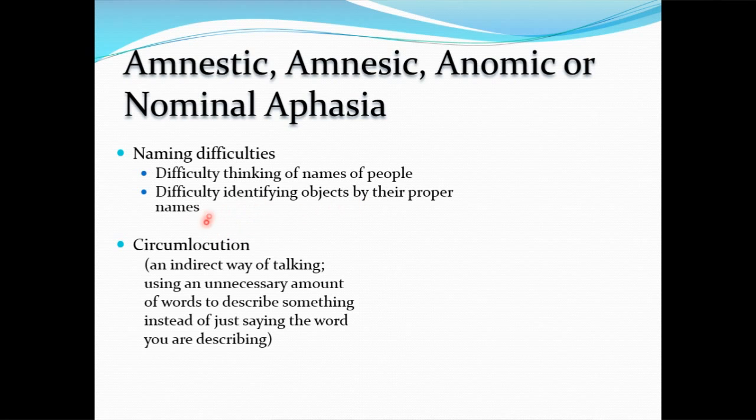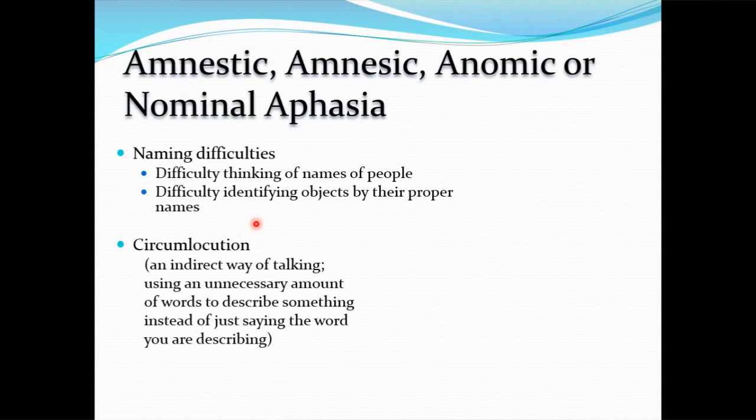And how we test this is that you show a person an object, or you show them pictures of objects, like the Boston naming test, and you ask them, what is this, what is that? And there should be objects that they're familiar with, and they should be able to know the name easily. And if they can't think of the name, they may be having this naming difficulty.